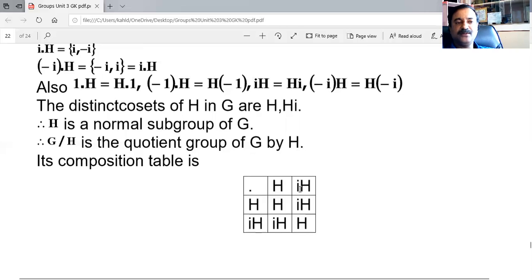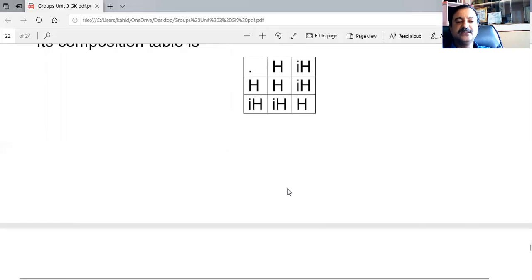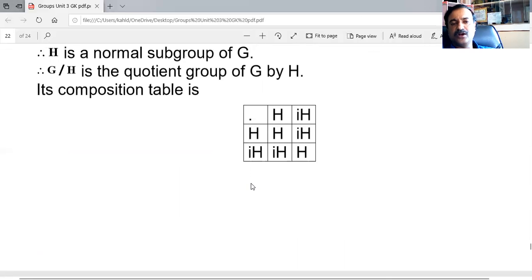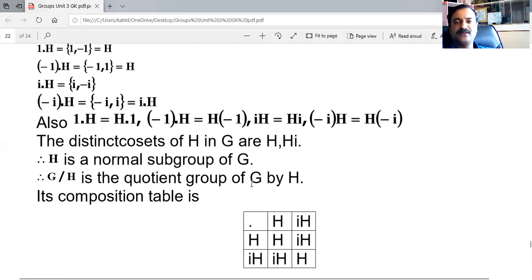H into iH becomes iH, since each element of H is multiplied with iH. Similarly, iH multiplied with H is iH, and iH multiplied with iH gives H. Is it right? Yes. So the composition table is also given for this problem.